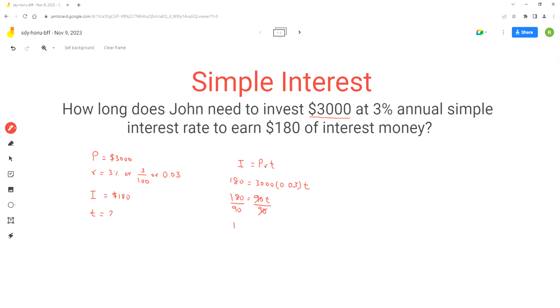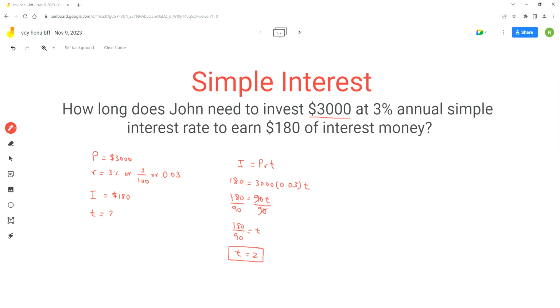So we get 180 over 90 equals T. And then 180 over 90 can be reduced to 2. So T is equal to 2. So this is the final answer for this problem.